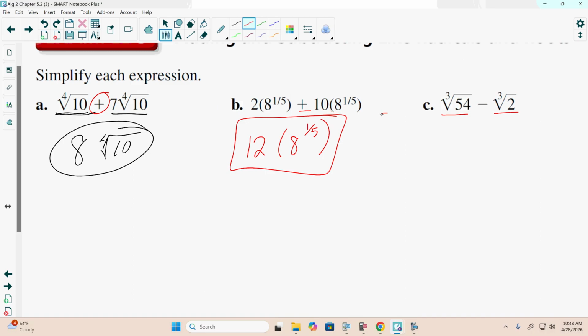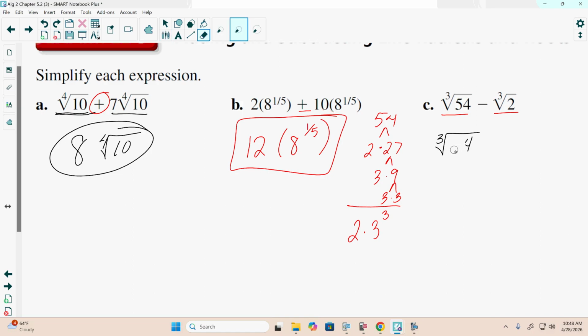We can look at the factor tree of 54, which is going to be, well, we can start with 2 times 27. 27 is 3 times 9. 9 is 3 times 3, telling me the factored form of this is 2 times 3 to the third. Which means we would replace the cube root of 54 with the cube root of 2 times 3 to the third, minus the cube root of 2.